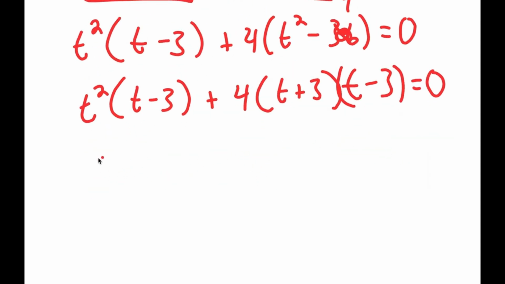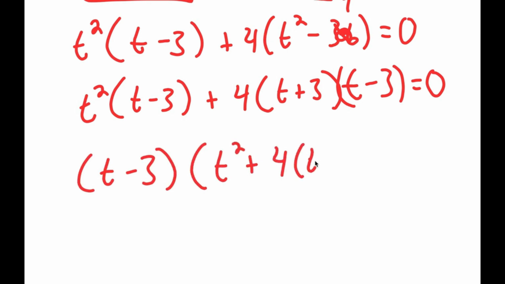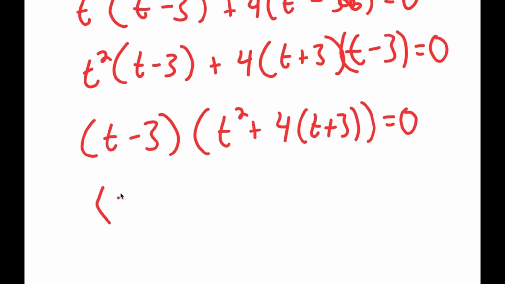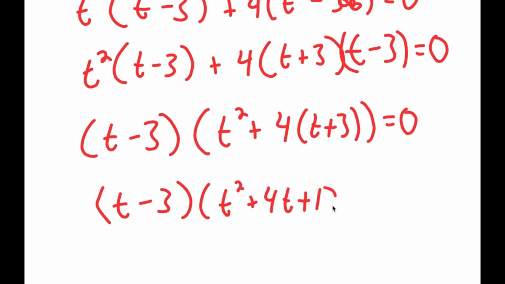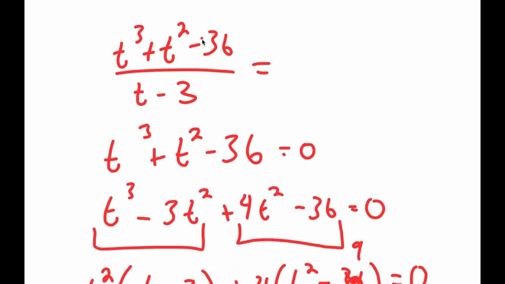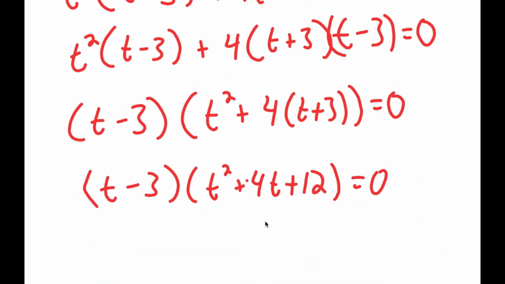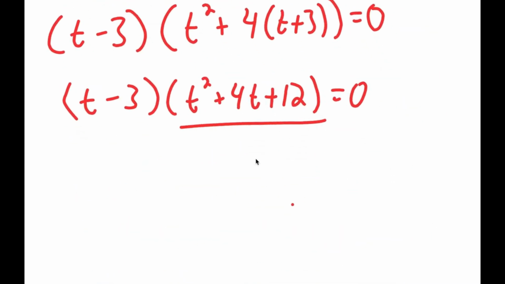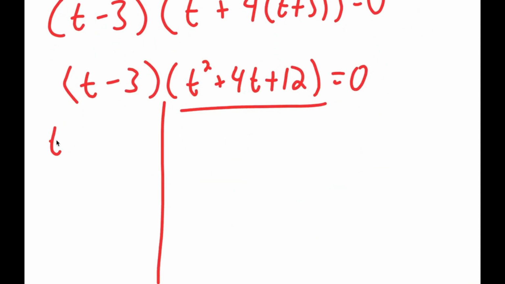Now from this whole thing, I can factor out t minus 3. So I get t minus 3 times t squared plus 4 times t plus 3, which is equal to t minus 3 times t squared plus 4t plus 12. Meaning, t to the power of 3 plus t squared minus 36 divided by t minus 3 is right here, t squared plus 4t plus 12. So now this gives me two equations. I get t minus 3 is equal to 0, and t squared plus 4t plus 12 is equal to 0.